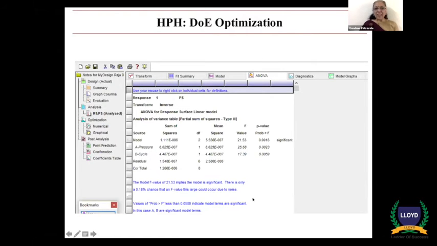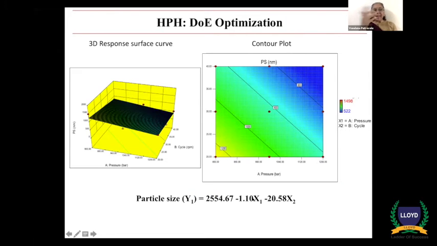So it was very easy for us. Then we, of course, plotted different kinds of curves. It could be a 3D response curve, wherein you can see that as pressure is increasing, size is decreasing. Again, as the number of cycles is increasing, size is almost remaining the same.